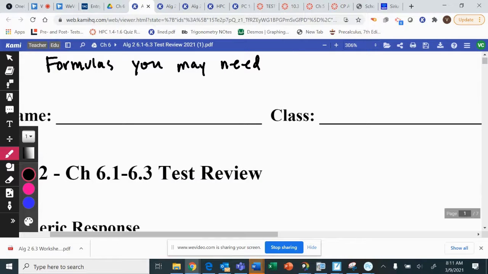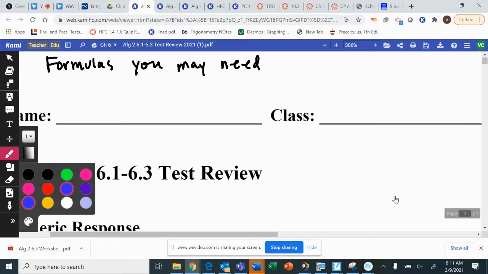So before you start the review, or if you've started already, that's fine. But before you finish the review, there may be some formulas that we used in this chapter that you'll need. So I just want to go over those. And they're the real life application things.